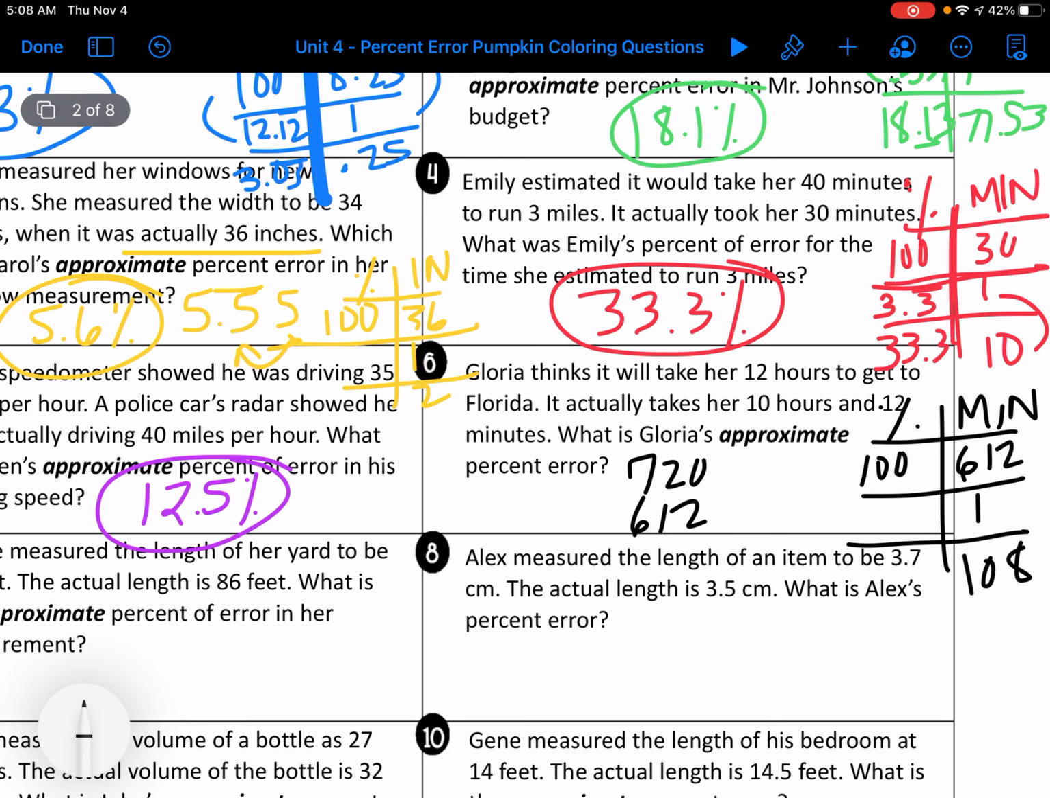All right, so 100 divided by 612, and I get kind of a crazy number. So I'm going to write down the first couple of digits, and I'm not going to clear my calculator. I'm going to multiply by 108, and I get 17.64. The 4 tells the 6 to stay the same, so I get 17.6%. So she was off by 17.6%.